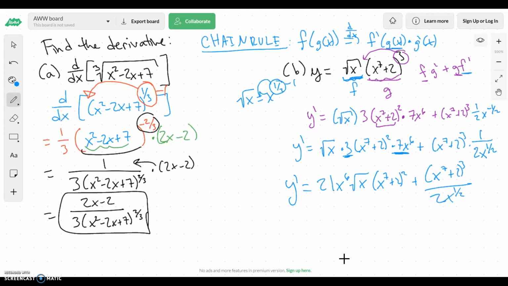Okay, and you can continue combining these two together, but at this point, what I'm really looking for on this exam is that I want to see, can you do the chain rule and combine it with the product rule or with the quotient rule or anything like that? Okay.